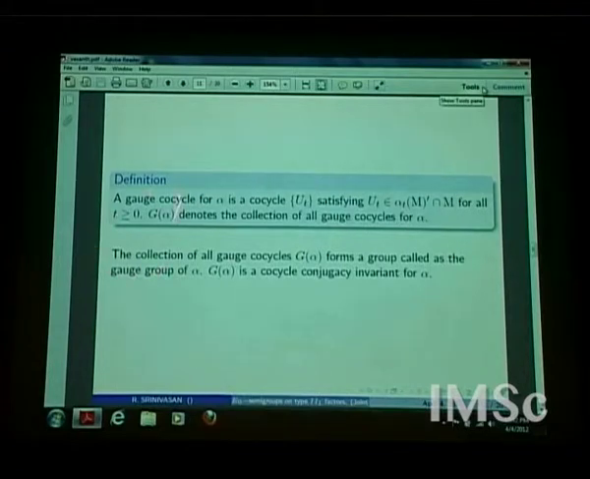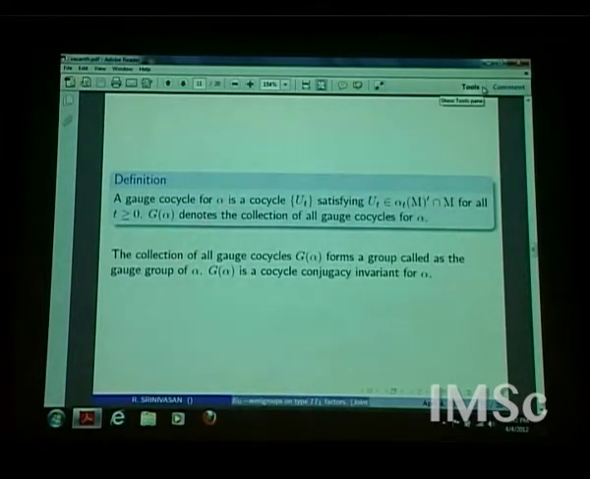There is another invariant, called the gauge cocycle. A gauge cocycle is a local cocycle. By our definition, a cocycle has to be in M, and here it also has to commute with α_t(x) for every x in M. That is, it is in the commutant for all t. Then G_α denotes all gauge cocycles.